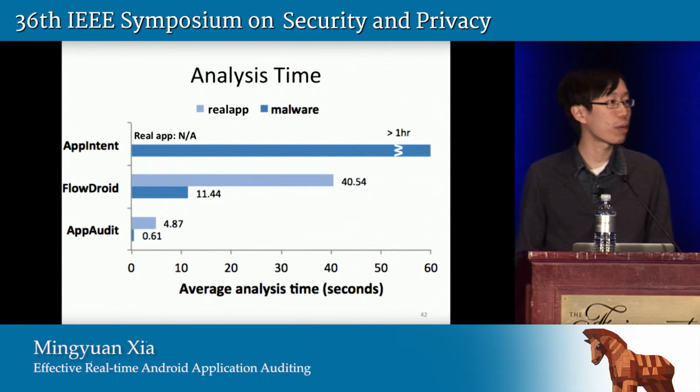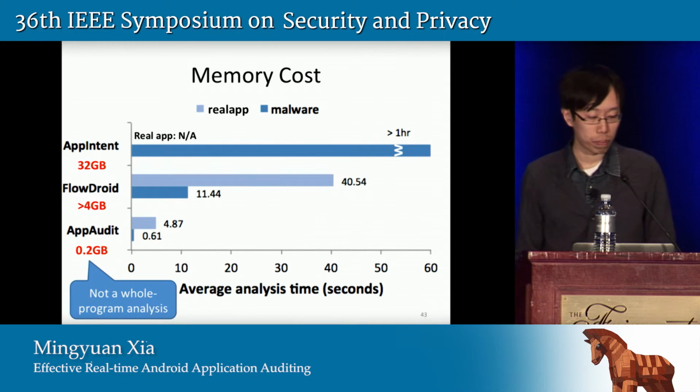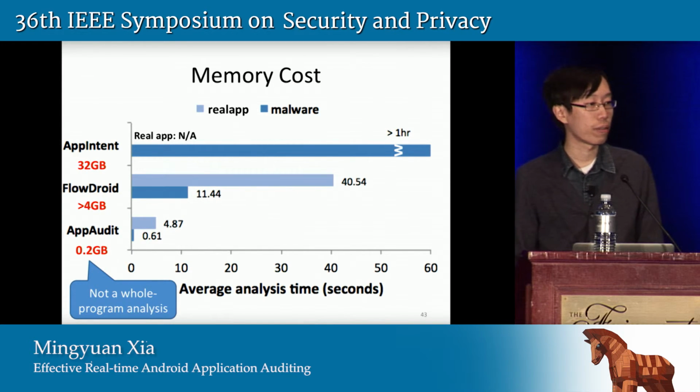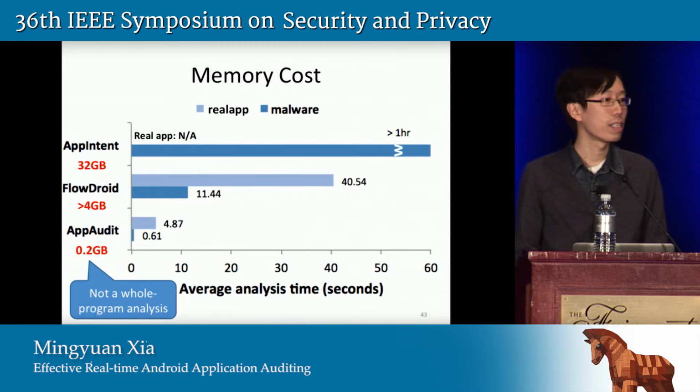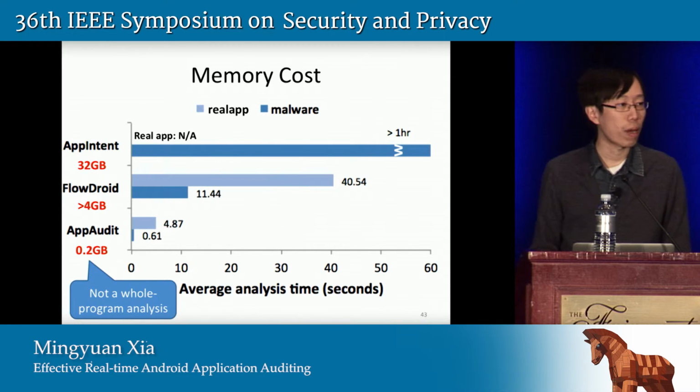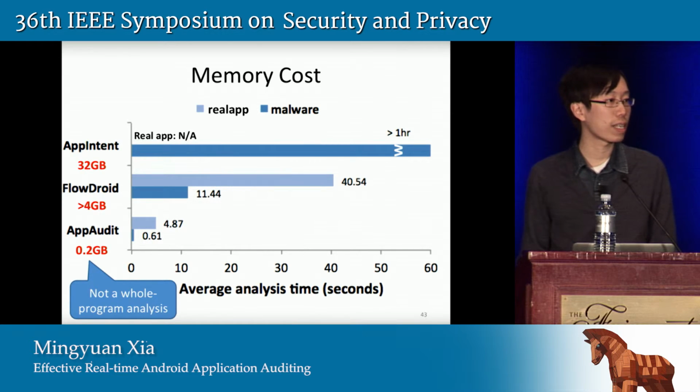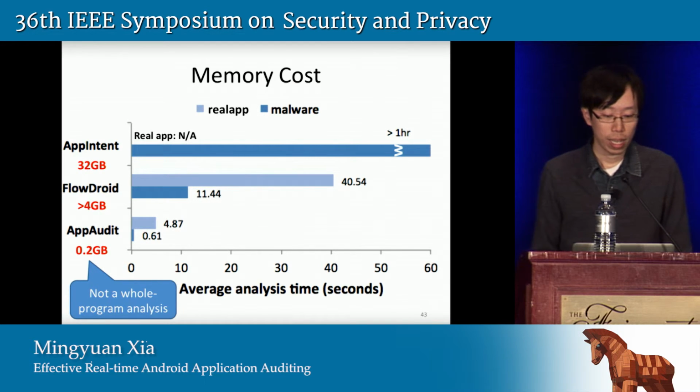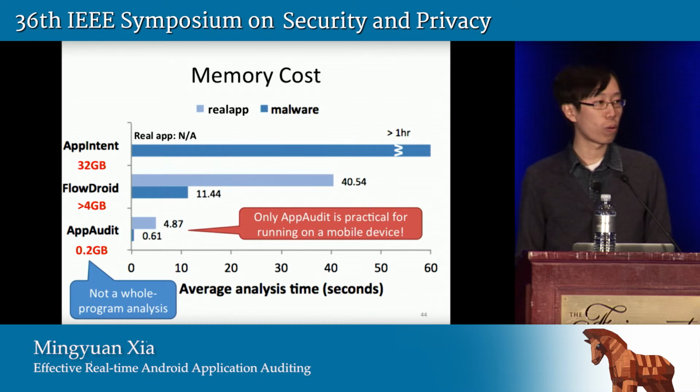AppAudit returns immediately when it's examining malware, and for real apps, it takes around 5 seconds each. On the memory cost side, both of the static tools are whole program analysis. They maintain large analysis data structures of the entire program. According to their paper and also our evaluation, they take several gigabytes to examine each app. AppAudit is execution-based, not whole program analysis, so it takes around 200 megabytes for each app at most. We argue that AppAudit is the only solution which is practical for running on a mobile device right now.